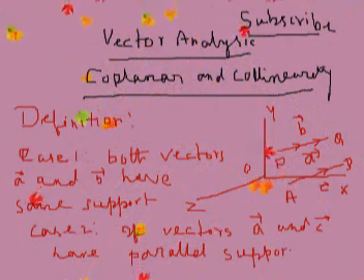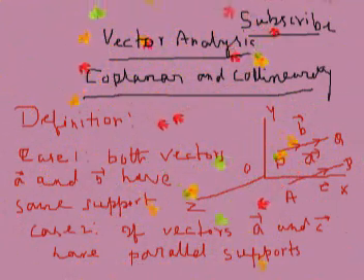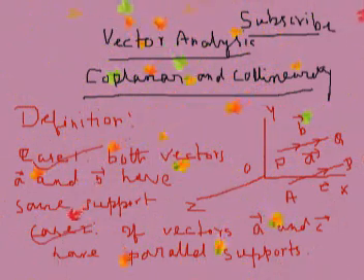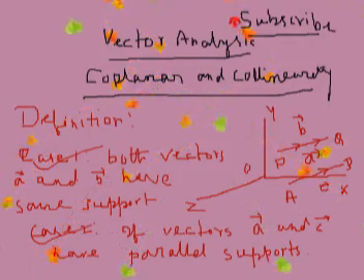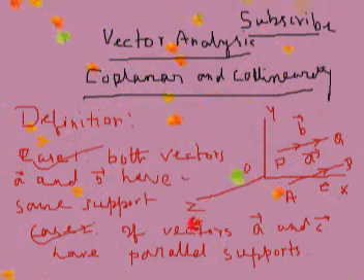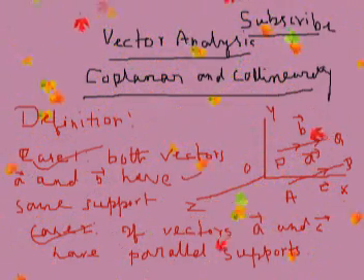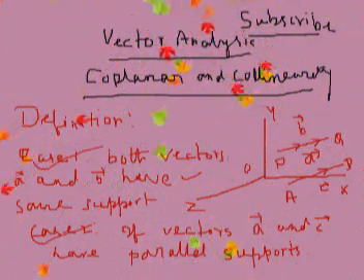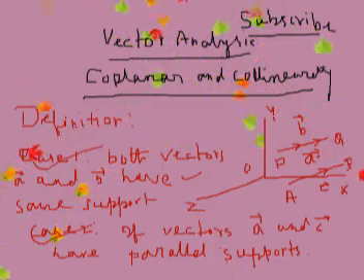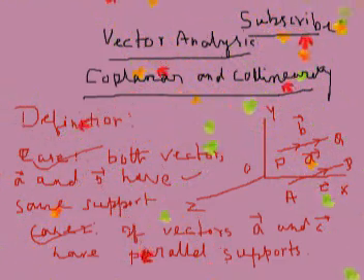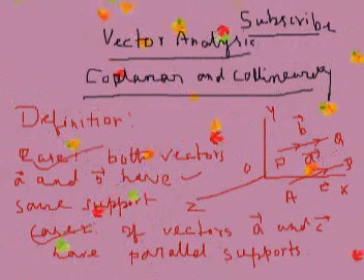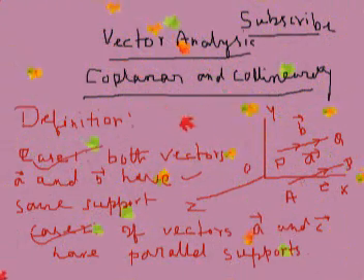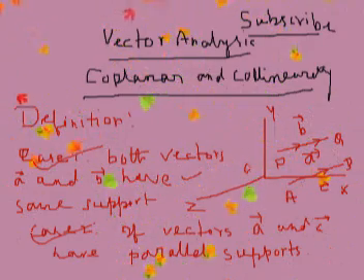These two cases, if anyone is satisfied from one of them, then they are called collinear. Here A and B are collinear for case 1 because they have the same support PQ, and here A and C for case 2 are collinear. This is vector A and vector C, whose supports are parallel to each other. So they are collinear. So this is the definition of collinearity.